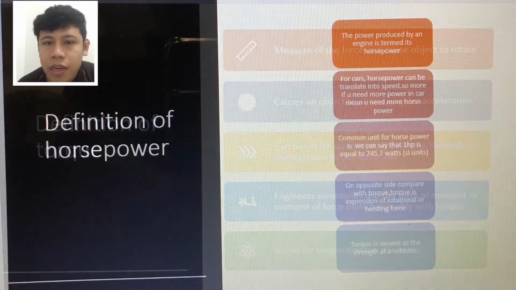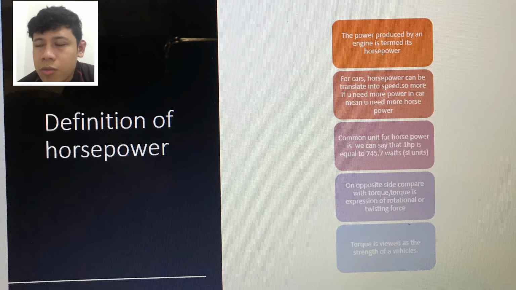For the last slide, I will present the definition of horsepower. Horsepower is the power produced by an engine. For cars, horsepower can be translated into speed. So if you need more power in a car, it means that you need more horsepower. The common unit for horsepower is, we can say that 1 horsepower is equal to 745.7 watts.